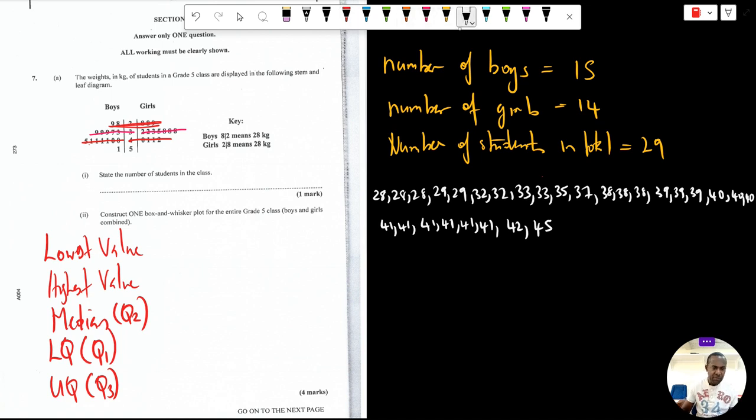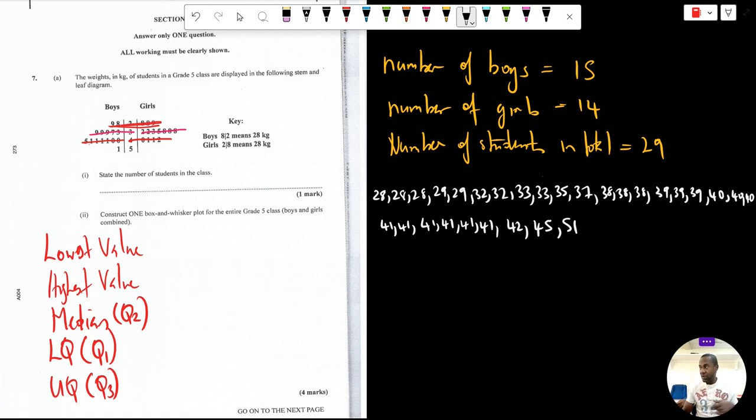And then lastly, we have stem of 5. There are no girls with that particular weight, but there's one boy with a weight of 51, right? So let's count our scores to ensure that we did not miss any, right? Because that is a common mistake when it comes to these problems.